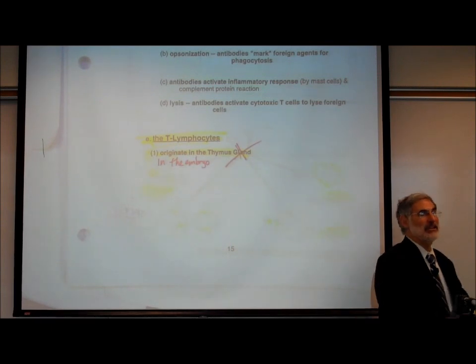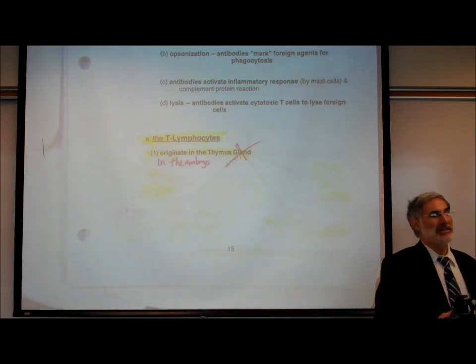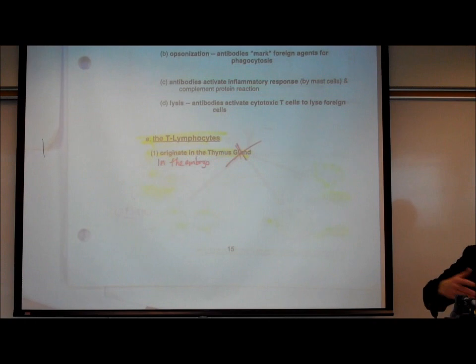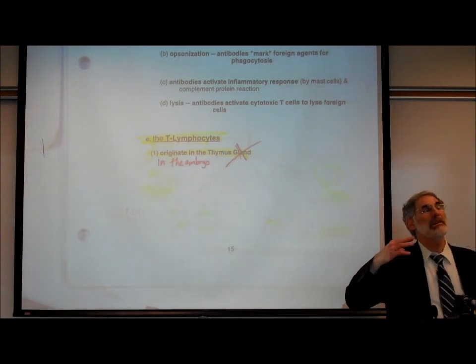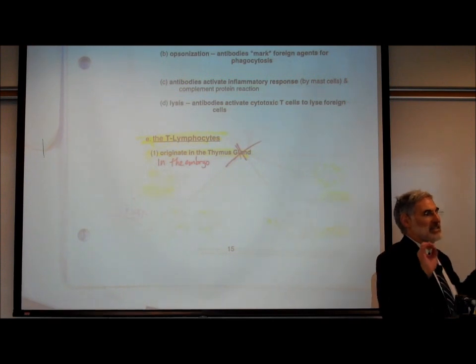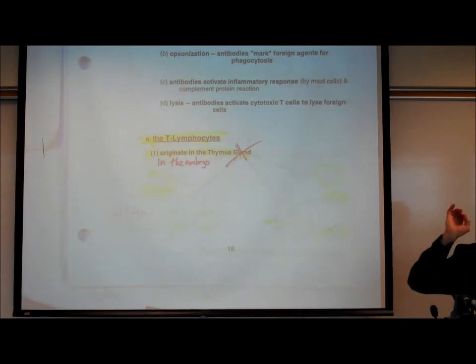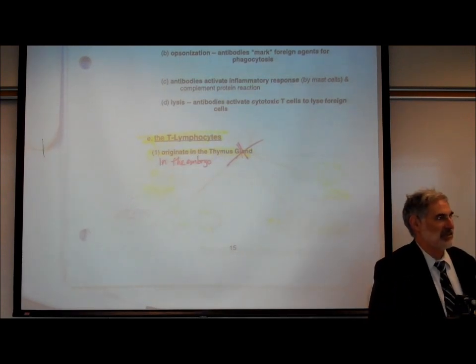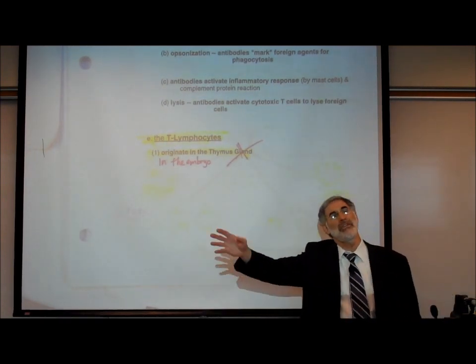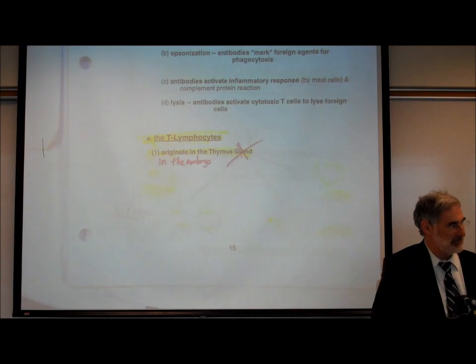Now, today as an adult, there are no B cells in your bone marrow and you don't even have a thymus. But in your lymph nodes, you have both B and T lymphocytes. In your tonsils, you have both B and T lymphocytes. In your appendix, you have both B and T lymphocytes. So they get their name from where they embryologically originated.